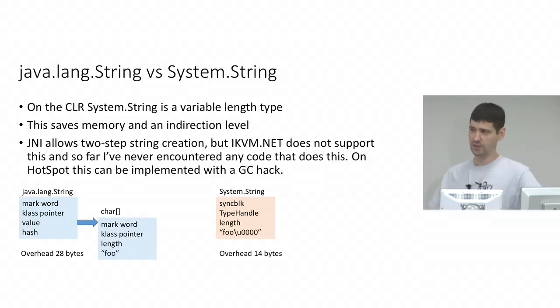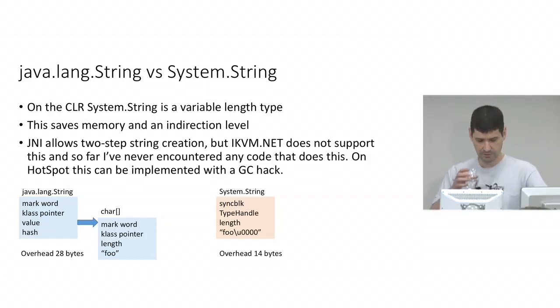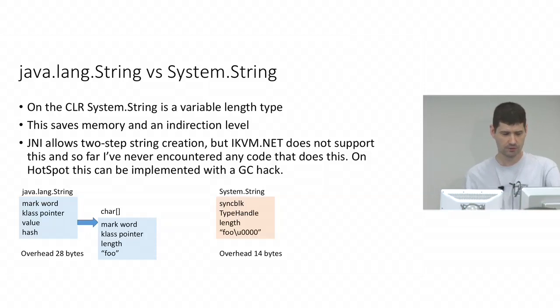And that's, well, as you can see, on a 32-bit system, it's quite a saving for a short string, of course. The overhead goes from 28 bytes to 14 bytes. And of course, there's a level of indirection that is gone. So I think this is a very important performance optimization.